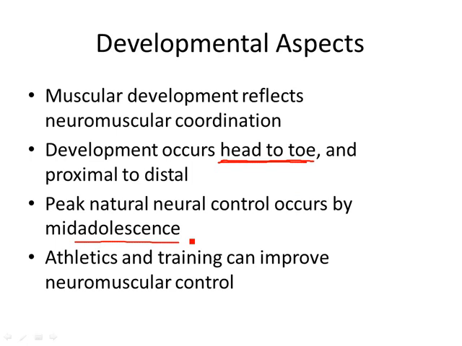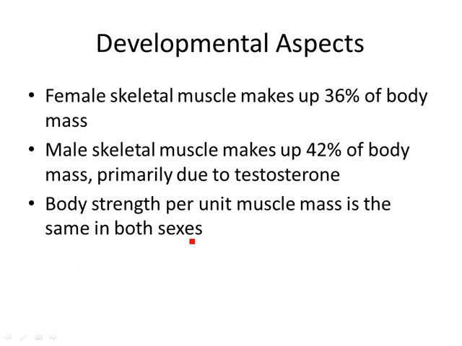The more you do something, like think about typing. The first time you go up to a computer, you're slow, but the more you do it, the faster you are, right? So you can actually improve your neural control of your muscles with training. Of course, it's going to go downhill after adolescence. You know, once you get my age, it starts to fall apart, all right?